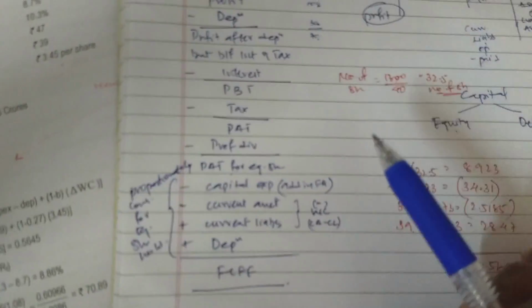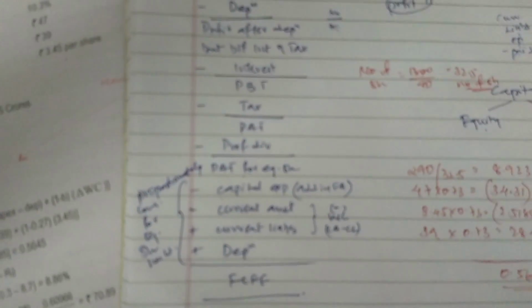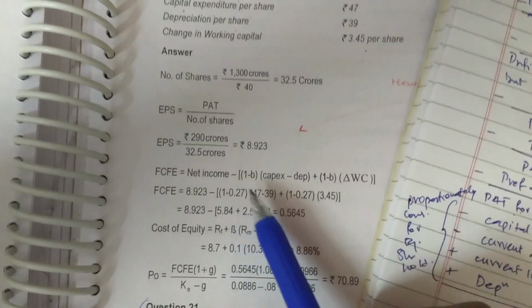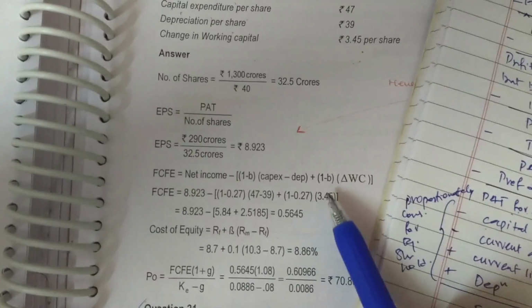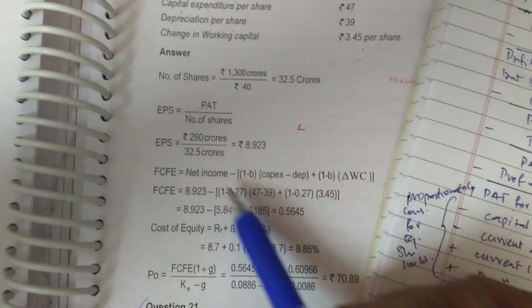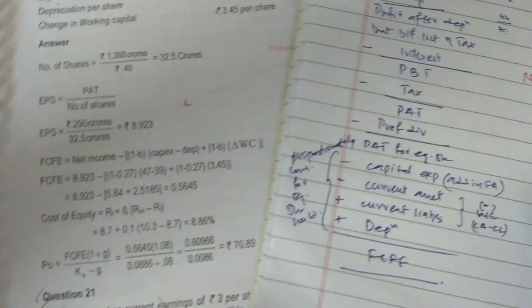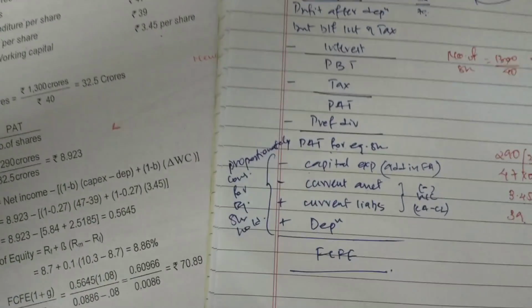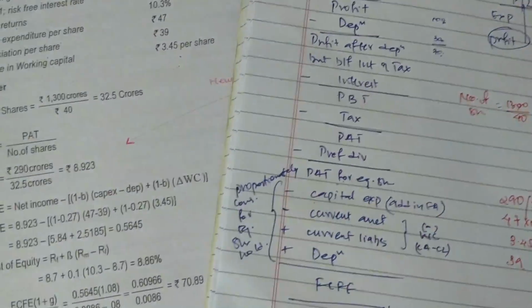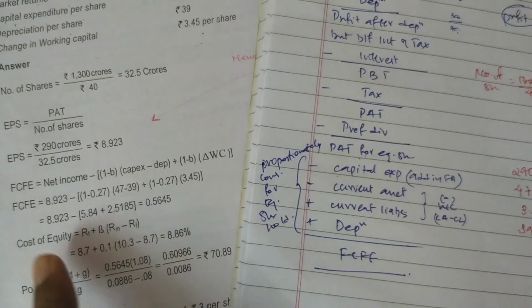70.89. Okay, we'll just check with the answer. Right, now there is a particular formula given in this answer: FCFE equals net income minus (1 minus B) into capex minus depreciation plus (1 minus B)... There's a huge formula over here. It is the same thing. The formula has been made into a tabular form by me. There is no difference. If you try to analyze it, it's the same thing.